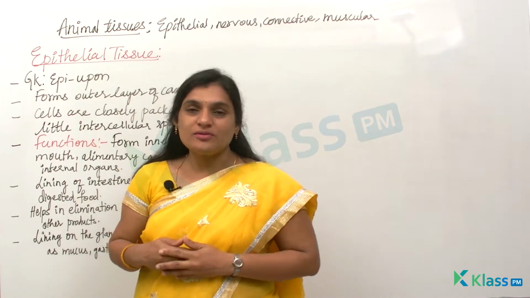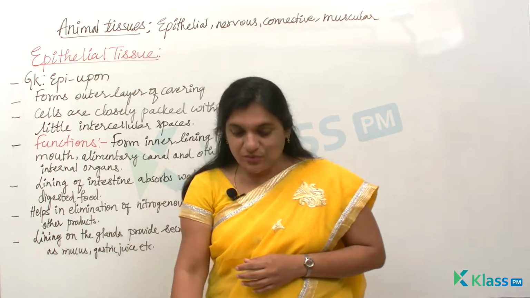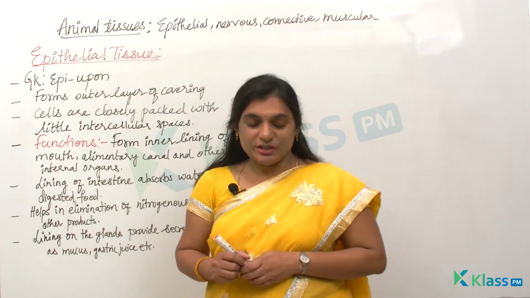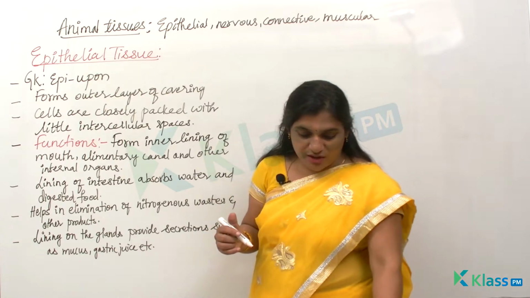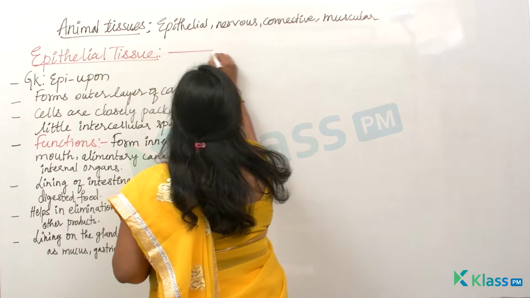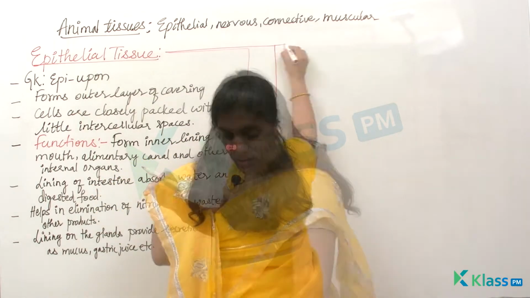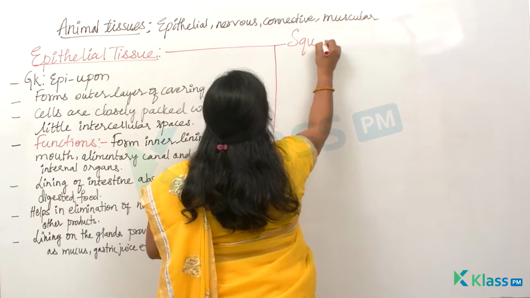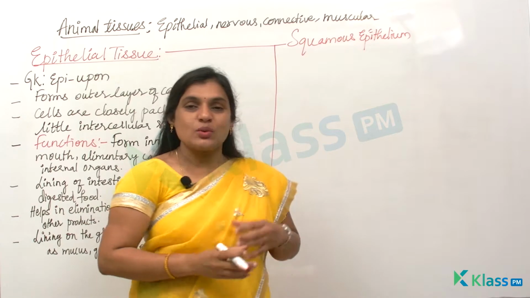So these are the common functions of epithelial tissue. Now this epithelial tissue is broadly classified into various tissues based on the shape of the cell and functions. The first is squamous epithelium. So first let us learn about squamous epithelium.